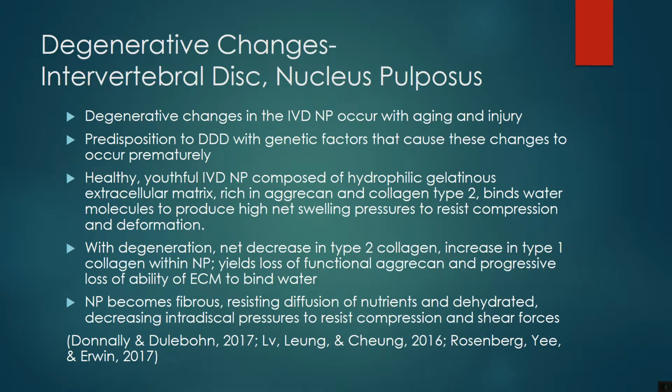Some of the changes that happen cause the type 2 collagen to decrease and an increase in type 1, which is not as flexible within that nucleus. This yields a loss of functional aggregate and progressive loss of ability of the extracellular matrix to bind water. So eventually that nucleus becomes more fibrous, it resists diffusion of the nutrients, and it becomes dehydrated. This decreases the intradiscal pressures, and it's not as able to resist compression and shear forces.